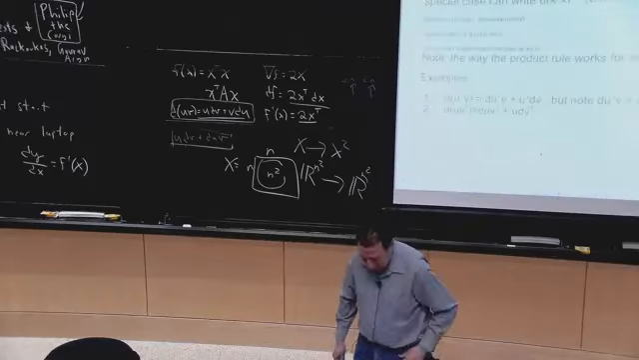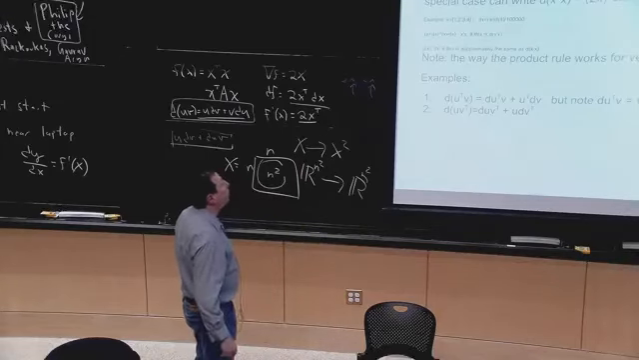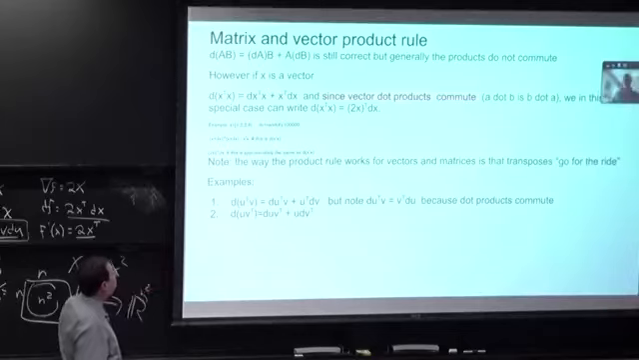So one more time, using the product rule on d(x transpose x), you can write it using the product rule, and then you recognize that those two dot products are the same, and so you can combine them into 2 x transpose dx.